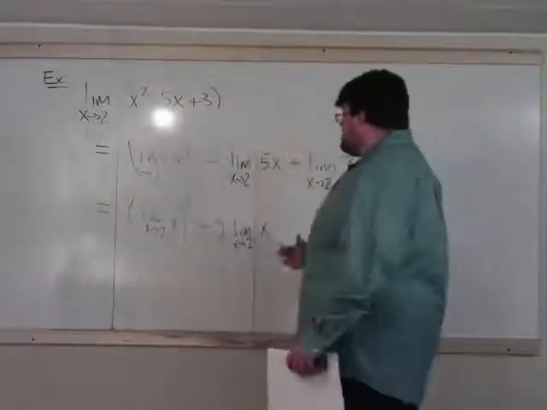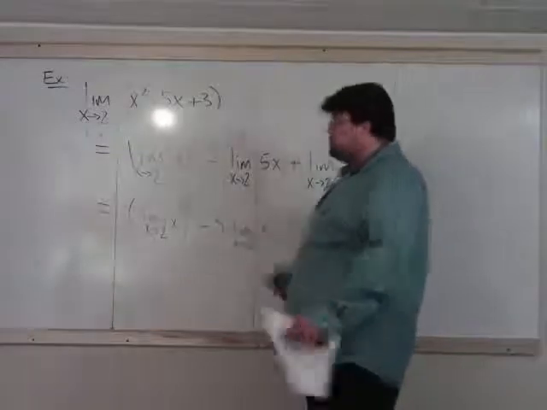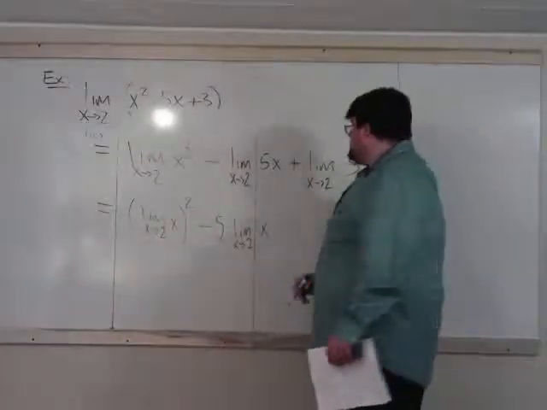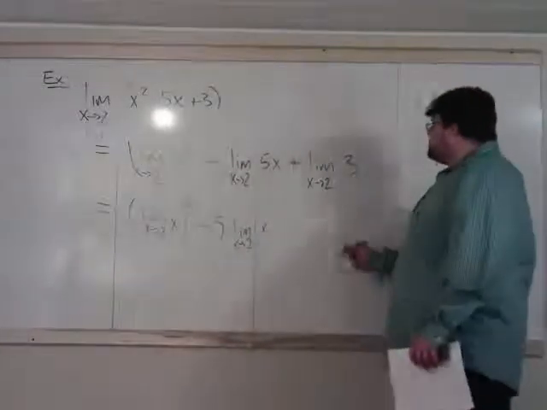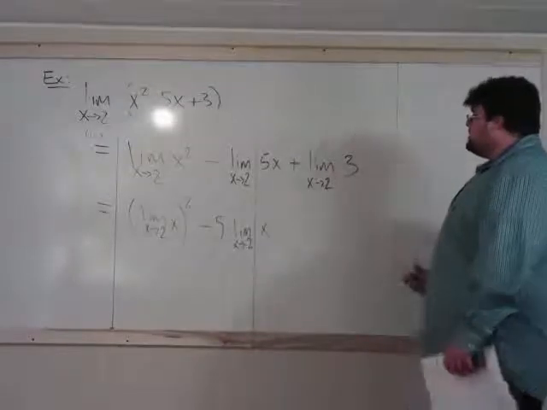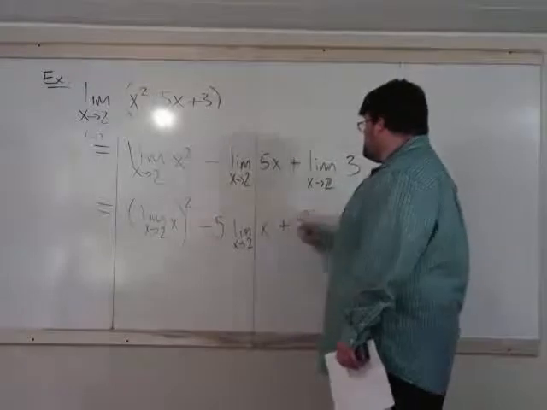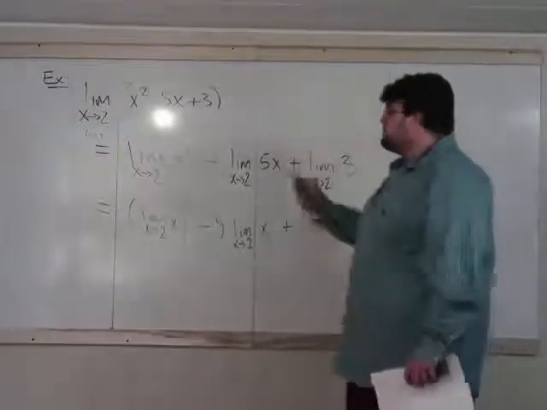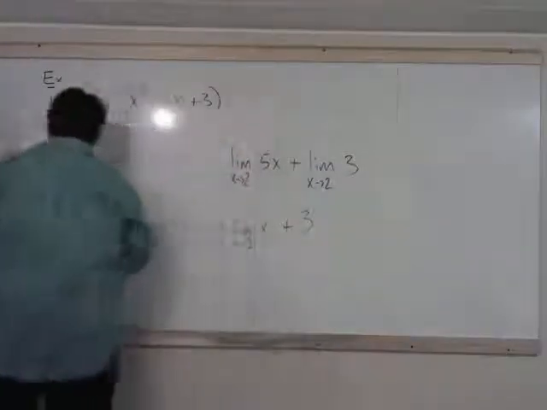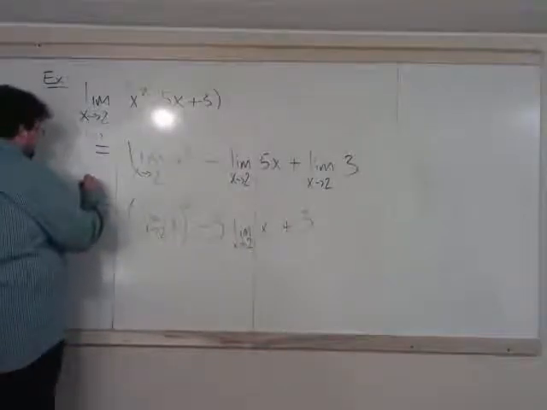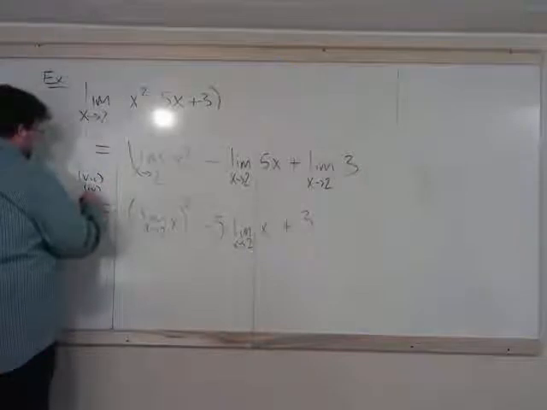And then just do the limit of x, as long as we remember to multiply by that 5 and that negative. Here we have the limit as x approaches 2 of 3. Well, 3 is a constant, so we can use rule 1 on that and conclude that that limit is 3. So we use rule 7, rule 4, and rule 1. So let's write that down. 7, rule 4, and rule 1.